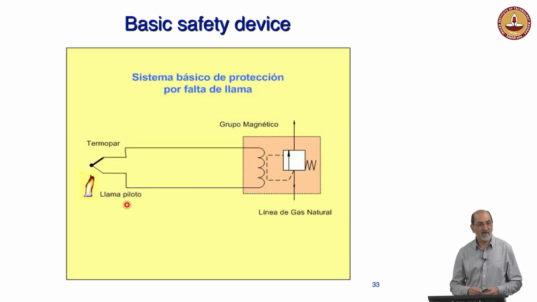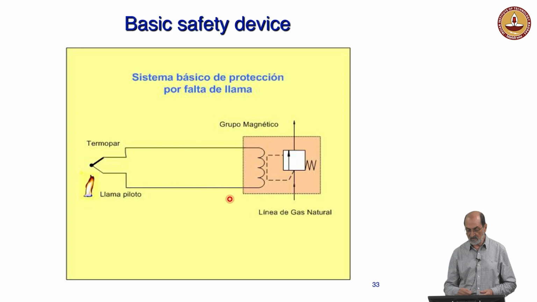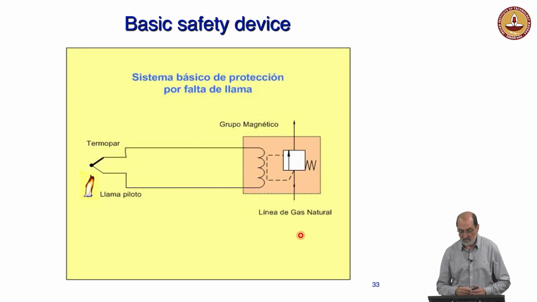We call it pilot flame. That is heating the thermocouple. The thermocouple goes, and we go to that magnetic system, magnetic group, which keeps the line of gas open. As soon as this does not work, there is no burning of the gas. This current is not running any longer, and when that happens, the line of gas is closed.